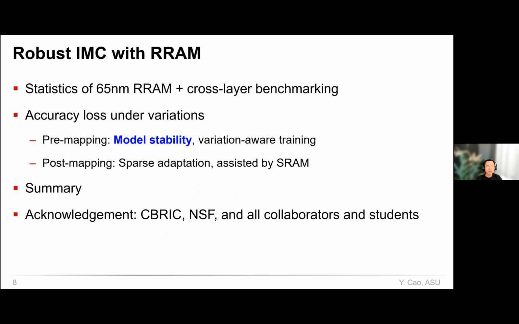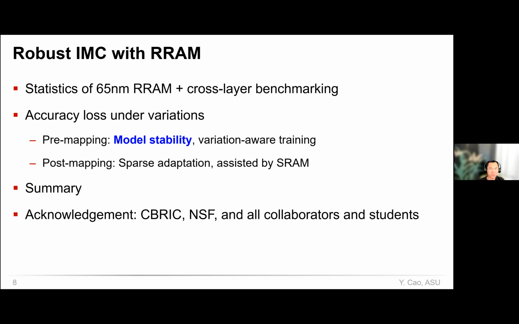So in this talk, I'm going to focus on robustness, or the accuracy degradation. We start from a realistic data collection from a real RRAM wafer at 65 nanometer to see how much variation is indeed there, and what the first-order issues are versus secondary issues we need to solve. On the solution side, we propose two steps. One is pre-mapping. Before we map the algorithm to the hardware, we need to improve the model stability and also bring the variation into the training procedure.